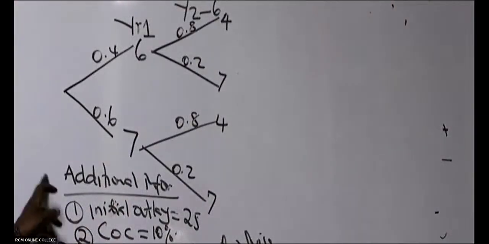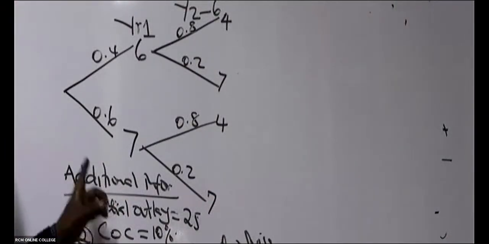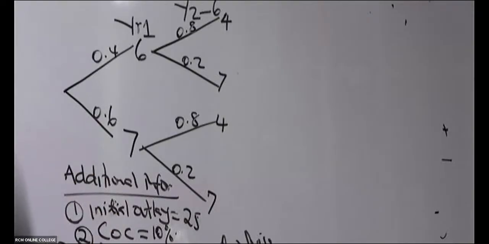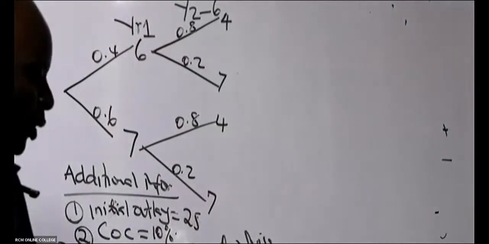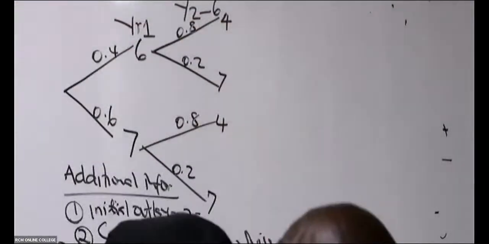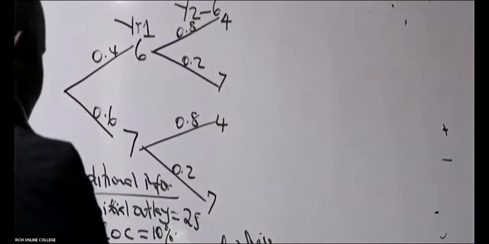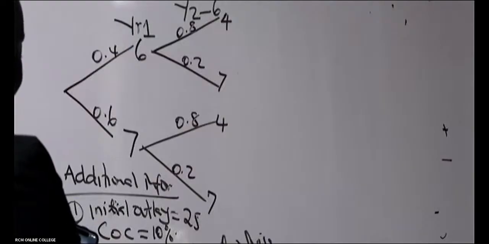So I read here the additional information. The initial outlay is 25. Cost of capital is 10%. So they want us to use a decision tree to advise. Now, ladies and gentlemen, please listen to me very well. If you have been able to finish drawing this, I'll also take a screenshot of this, and then I will do this question together.